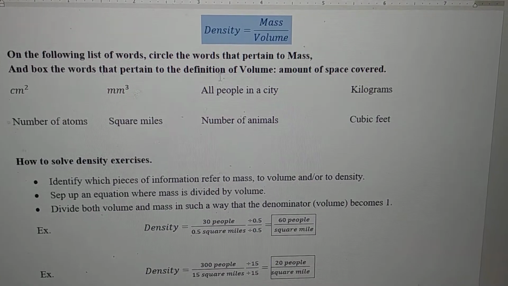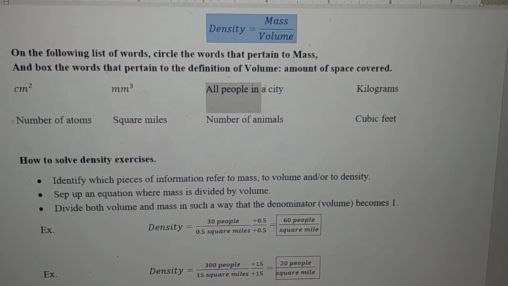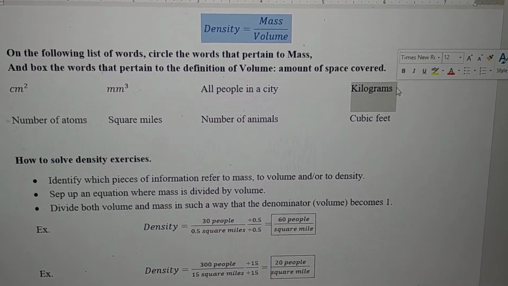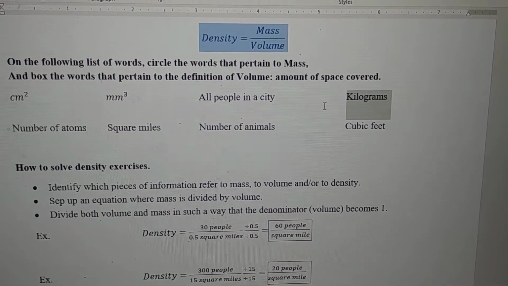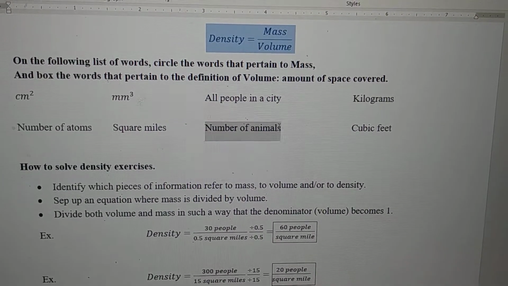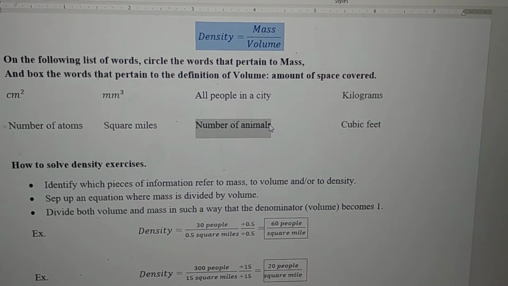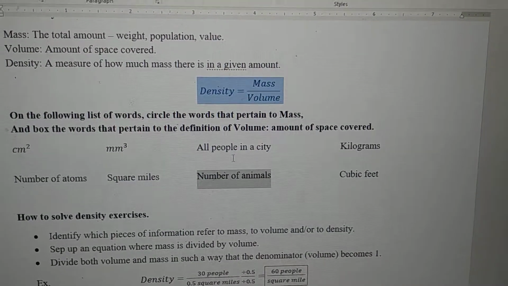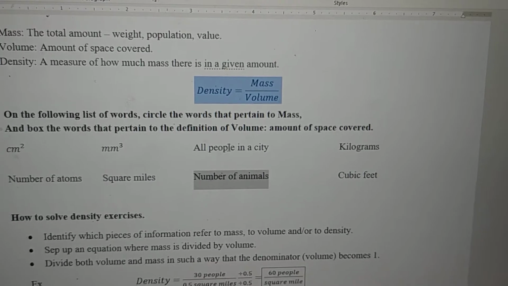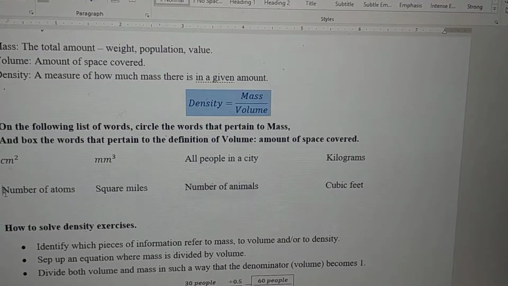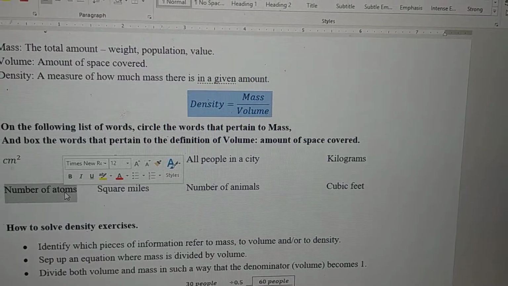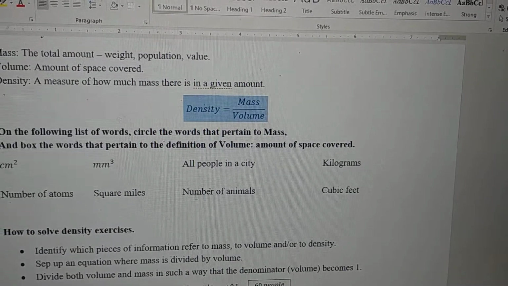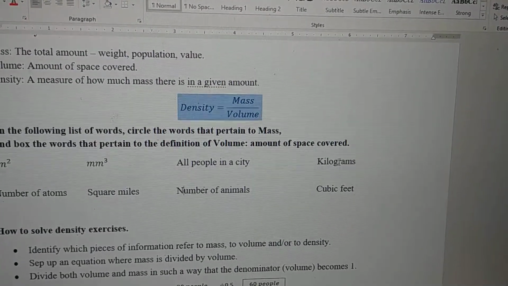So the ones that I would circle that pertain to mass: all people in a city. Kilograms, remember, could be weight, so kilograms is definitely weight. Number of animals could be anything, so again, go back to the definition. Mass can be population, so number of animals or people in a city. Number of atoms is also mass. All of those are mass, so we have four for mass: number of atoms, number of animals, all people in a city, and kilograms.